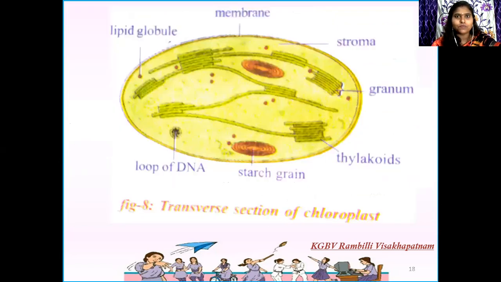Next one is chloroplast. If you observe this one, lipid globule, membrane is there, stroma and granum thylakoids, starch grain. Here loop of DNA is also there, and it is a transverse section of chloroplast. It is also very important. Please keep practice.